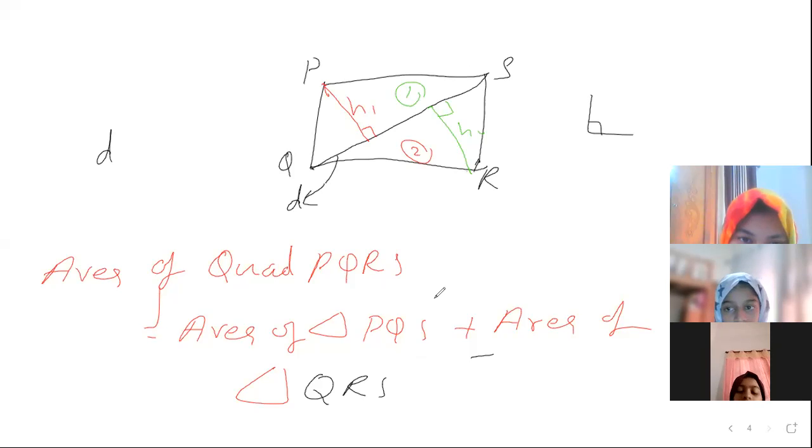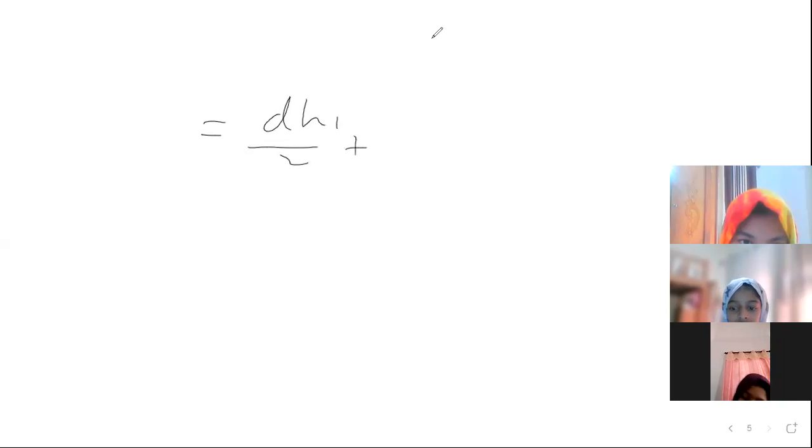Now listen here. What is the formula for the area of a triangle? Half into B into H. That means BH by 2, same thing. So you can substitute that. The area of the quadrilateral is equal to, first triangle D into H1 by 2 plus second triangle, that also D into H2 by 2. Only H1 and H2 are different, all others are the same. So we got the formula.